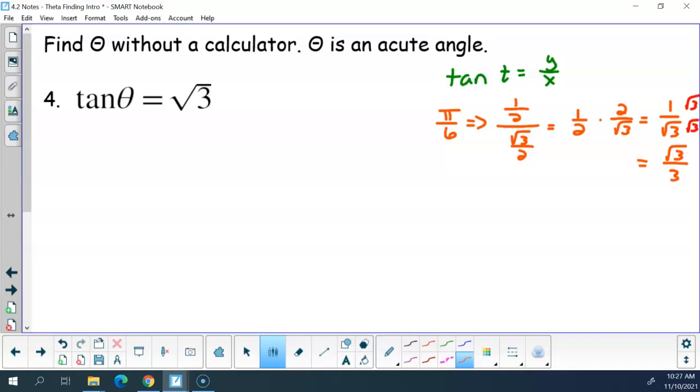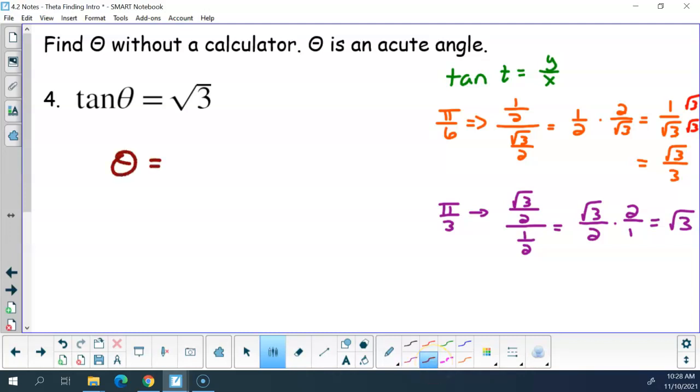So then I say to myself, now I've got to go to pi over 3. Pi over 3 would be the reciprocal of that. So that would be the square root of 3 over 2 times 2 over 1, which is just the square root of 3. That's what I want it to be. So theta here is pi over 3. Yep.